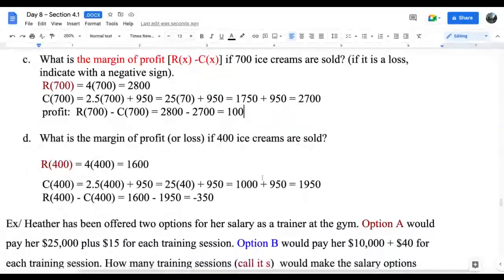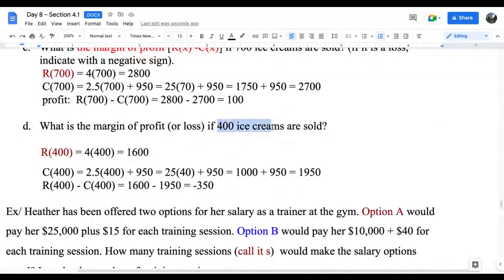D part, what is the margin of profit if 400 ice cream sold? We do the same thing, right? So revenue for 400 is 1,600. The cost of 400 is 1,950. So we do subtraction, then we get a negative number. That means the ice cream shop lost $350 if they only sell 400 ice cream because of the overhead. In business, you always have overhead. Any questions?